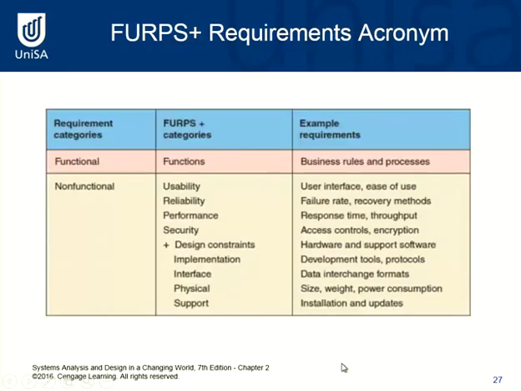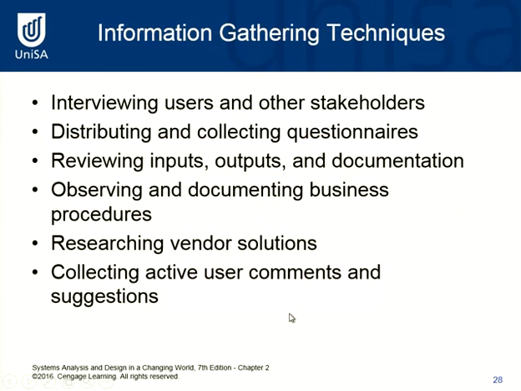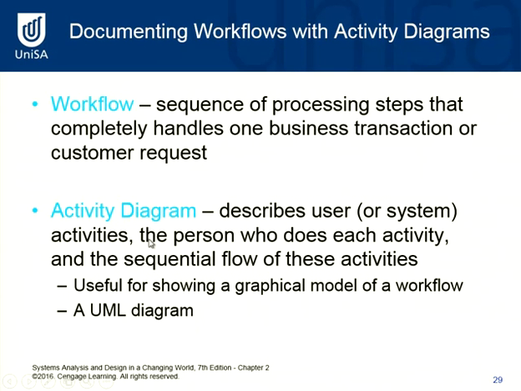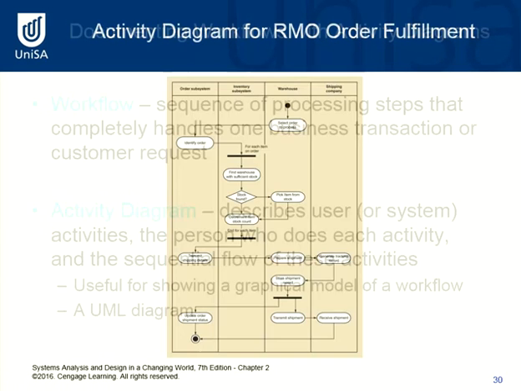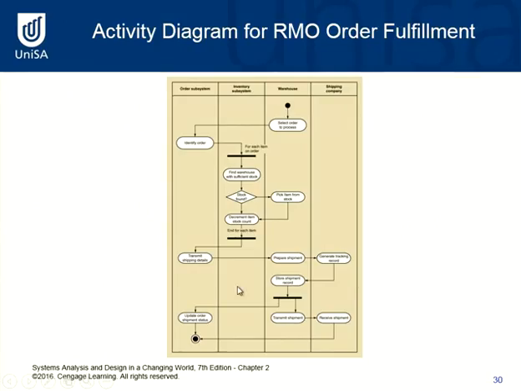Functional and non-functional requirements, understand what they are, and this is a summary of what we talked about in terms of those requirements and differentiating between the two. These are the different information gathering techniques that we looked at. And again, documenting workflows with activity diagrams. What is a workflow? What is an activity diagram? How do we model workflows? And again, an example of an activity diagram for the RMO order fulfillment scenario.